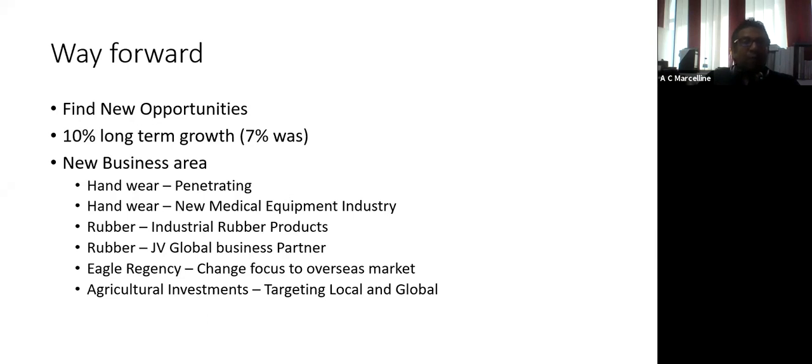So the CEO very clearly talks about finding new opportunities, going for new opportunities. And he sets a target of 10% long-term growth. Now this is very interesting. You have been growing at 7% year on year for the last 5 years, and suddenly with all these crises, he wants to go for 10% long-term growth. You could see that aggressiveness. This is what amazes me about this particular organization.